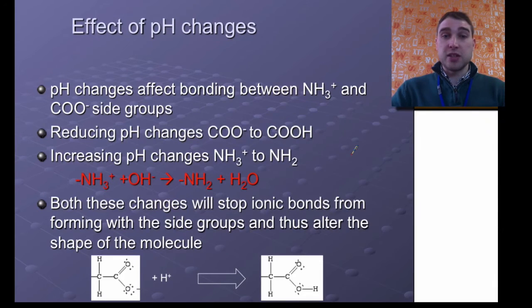If you increase the pH, you are increasing the concentration of hydroxide ions, and those hydroxide ions can take hydrogen ions away from this positively charged amino group over here. That returns it back to an NH2 group, so it doesn't have a charge anymore. Because they don't have charges, the attraction between them is gone, basically. So you're not going to get any attraction between the negatively charged group over here and the positively charged group over here. What that means is you stop ionic bonding from occurring between those parts of the chain, and that can cause the chain to unravel. And that will change the shape of the molecule.